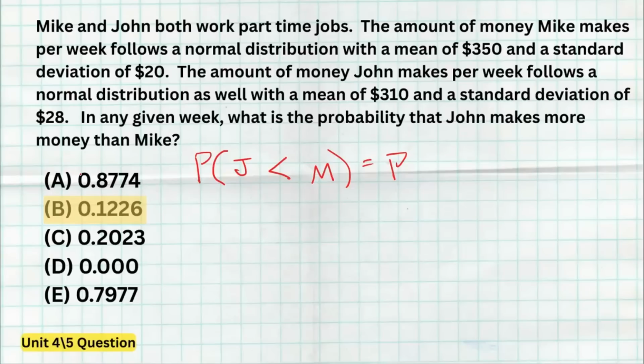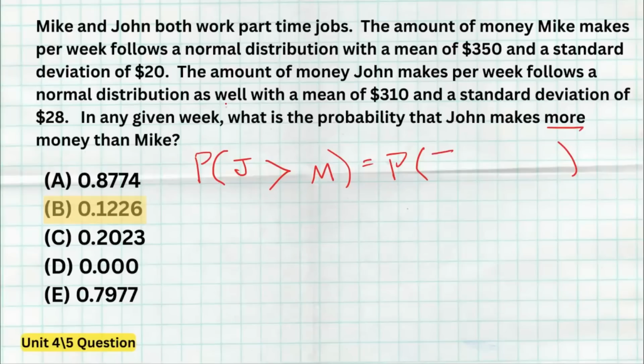Now to do this, I'm going to subtract the m to the left-hand side, so I get j minus m is less than 0. So if the difference between John and Mike is less than 0, oh, I typed that in wrong. I'm so sorry. I'm going to go back and fix that real quick. Oh my Lord. Okay, here we go. So the question says, what's the probability that John is more than Mike? More than Mike, not less. I had that wrong, sorry.